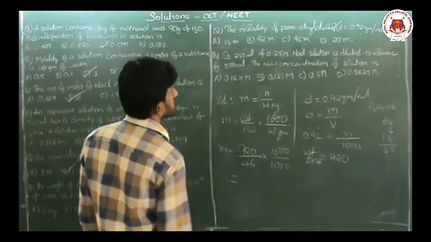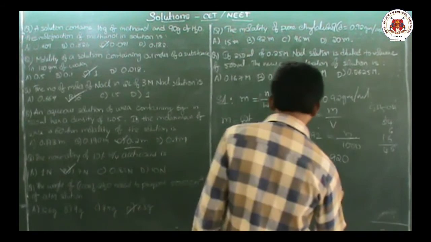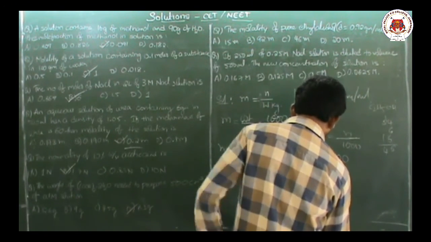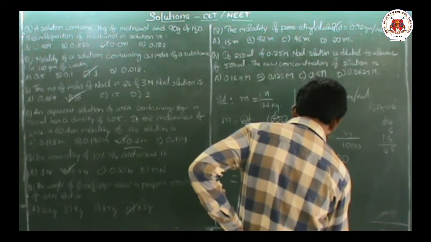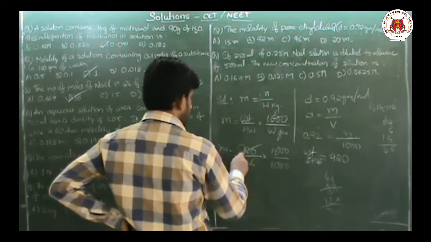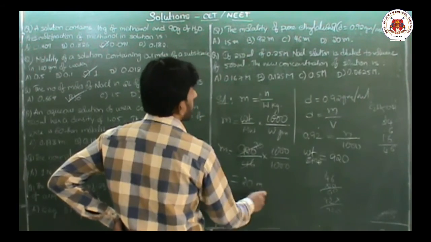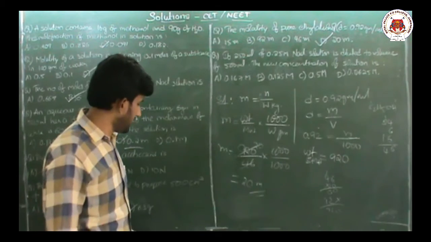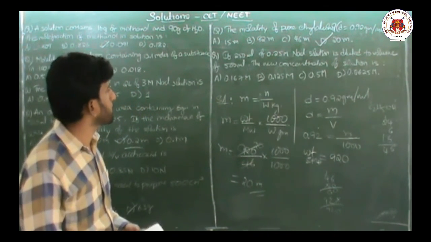So this comes around 20 times. So the answer is 20 molal. Answer is 20 molal, 920 by 46 is 20. Okay.